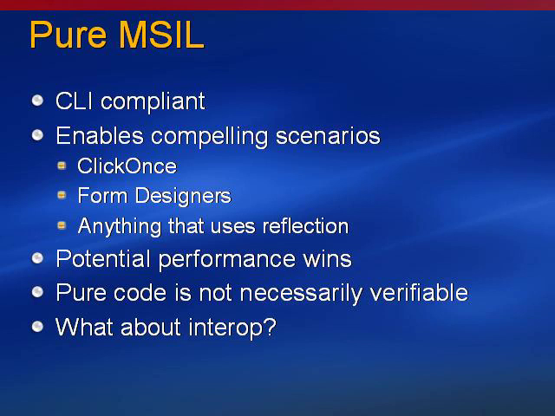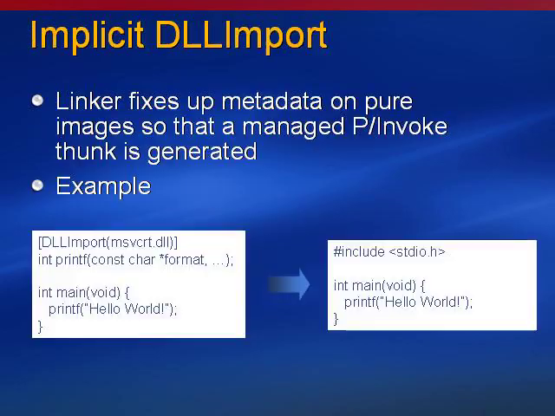So what about interop? If it's pure, how are we calling into these functions like printf? Have we just crippled you? Well, the answer is no. And the reason for that is for the pure scenario, we've introduced a new feature in the linker where the linker can take the IJW thunks and construct from them one of these managed P/Invokes by filling in the appropriate metadata. So instead of actually, to get pure working, having to do an explicit DllImport on MSVCRT and get your printf, all you have to do is #include <stdio.h>, and it all works pure.